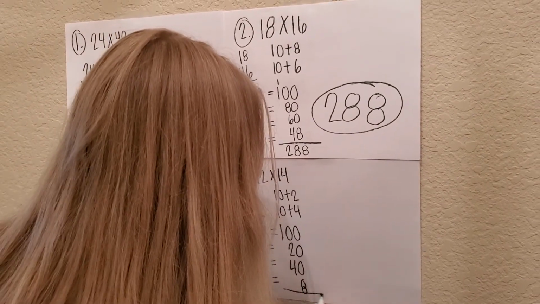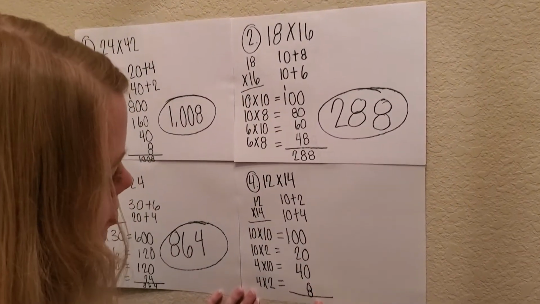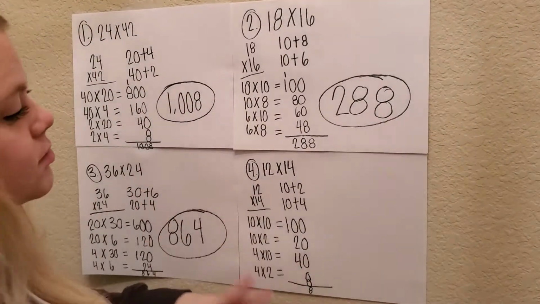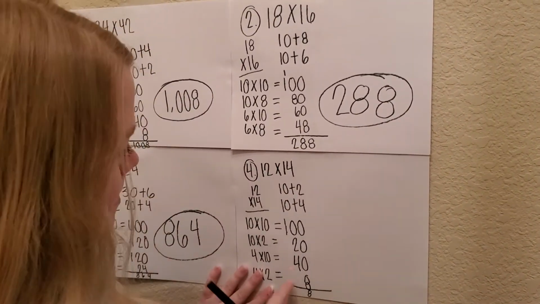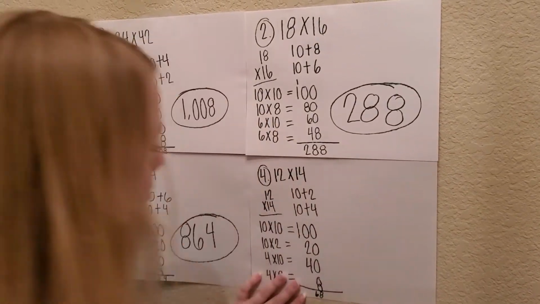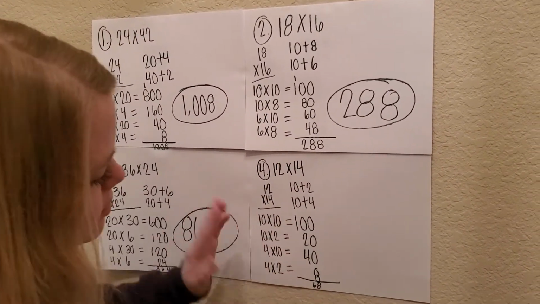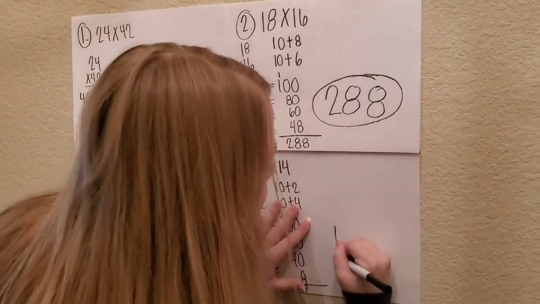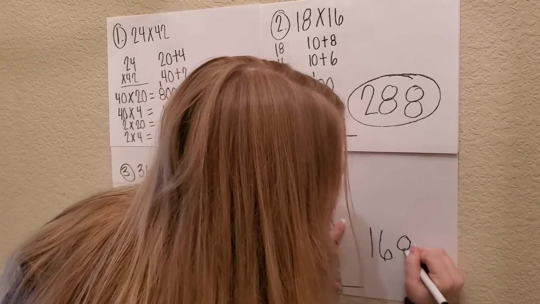So we're going to add it all up. We're going to bring our 8 down because you can't add it to 0. It'll just still be 8. 4 plus 2 is going to give us 6. And drop down our 1 because there's nothing to add it to. So our answer will be 168.